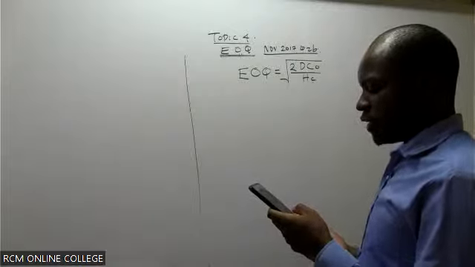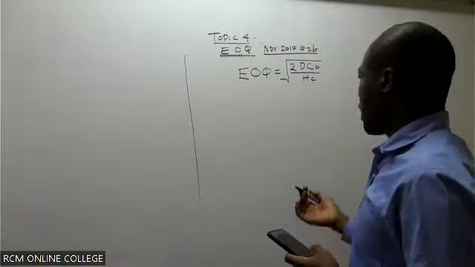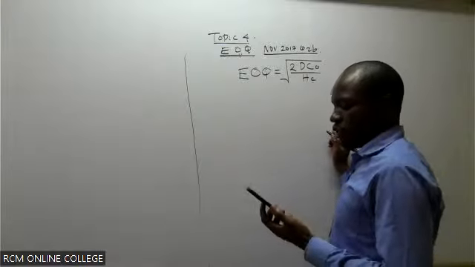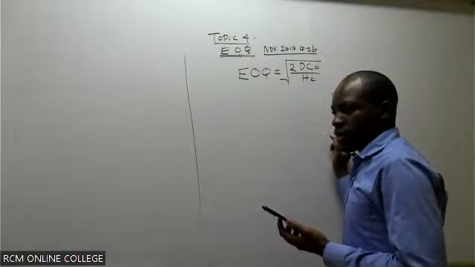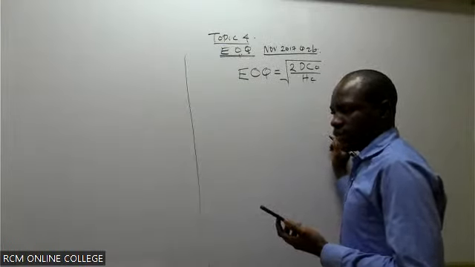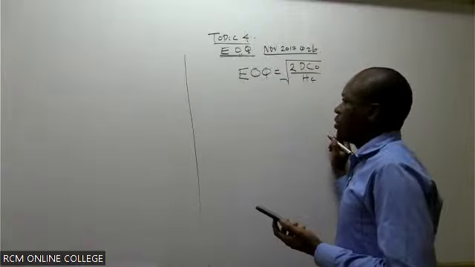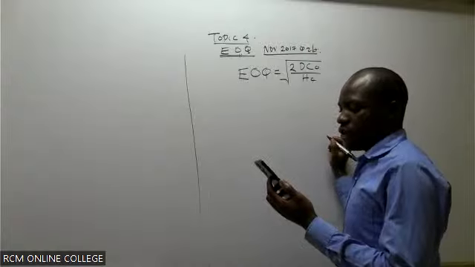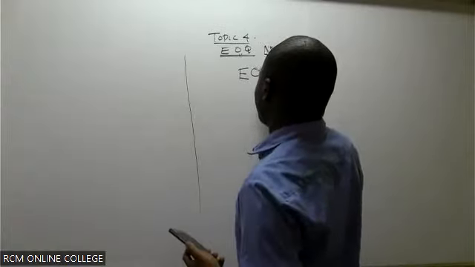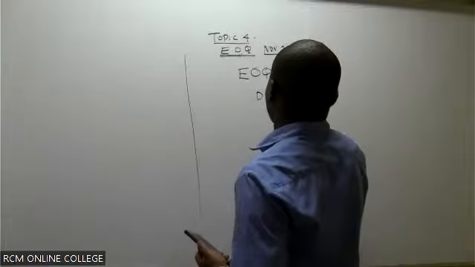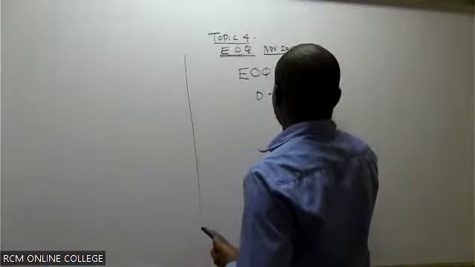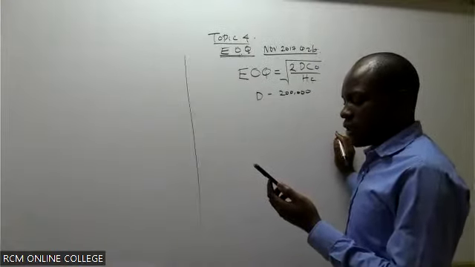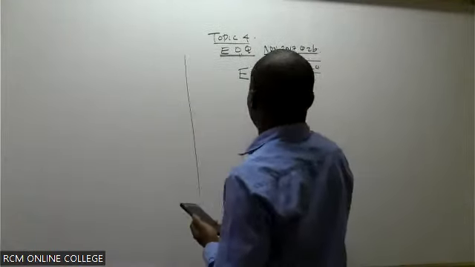So we have annual consumption of X in units. Can someone tell us what that represents? Annual consumption of this particular product is equivalent to 200,000 units. So basically that is demand. So demand is 200,000. Then ordering cost per order is equivalent to 18,750.